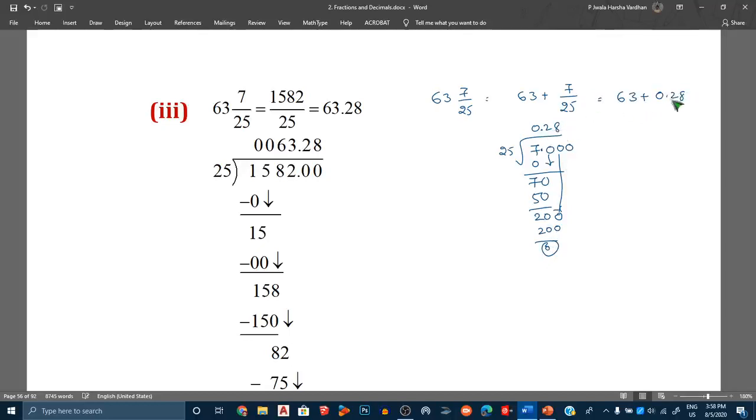So 63 plus 0.28. Now you can add these two. 63.00 plus 0.28. By adding these two, you will get 63.28, which is the same as this answer. Same as this answer, 63.28. So this is the easy method for you. You can use this method only.